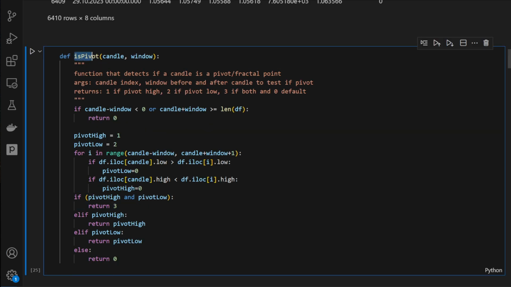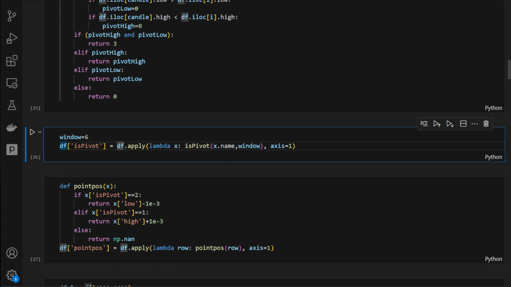This function, which is pivot, is applied here. We're applying the function on the data frame, and then we're saving the results in a new column in the data frame called isPivot. We're taking window equals 6. In other words, we're considering for each candle 6 candles on its left, before the candle, and 6 candles on its right, in the future, just to check if the current candle is greater or lower than the 6 neighbors on the left and the 6 neighbors on the right.